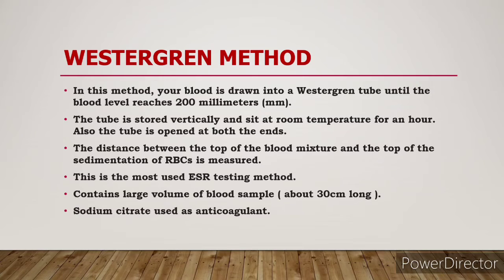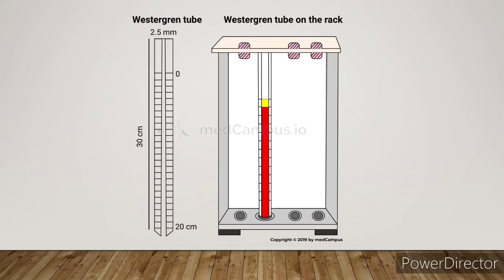It contains a large volume of blood sample because it is 30 centimeters long, and in this method the anticoagulant used is sodium citrate. So this is the Westergren tube, and both the upper end and the lower end are open, and this is the Westergren stand, and the tube is 30 centimeters long, so it can hold a large amount of blood.